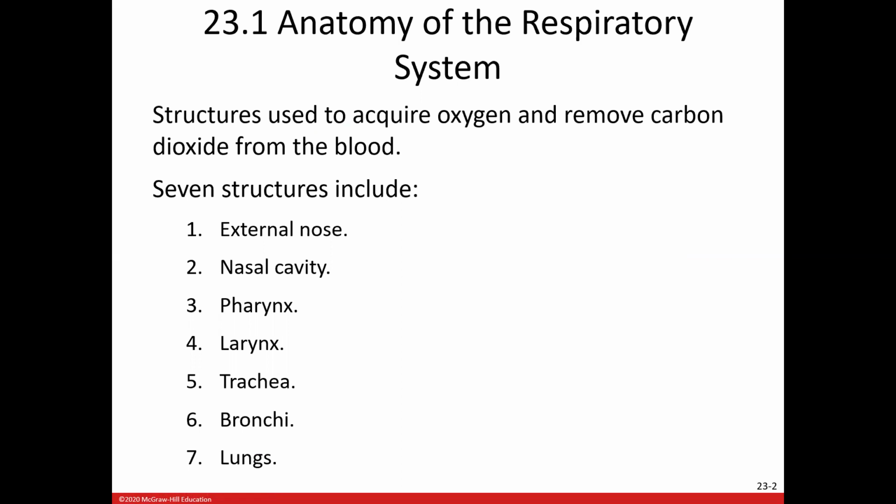So the respiratory system is all about getting oxygen in, ultimately to be delivered to your bloodstream, to deliver to the tissues, and then removing carbon dioxide from the blood. You have 7 structures in total that make up the actual respiratory system. So you have what's referred to as an upper respiratory system and a lower respiratory system. Your upper respiratory system consists of the external nose, your nasal cavity, so the space inside your nose, the pharynx, and then the larynx. Then you have your lower respiratory system, which consists of the trachea, the bronchi, and the lungs.